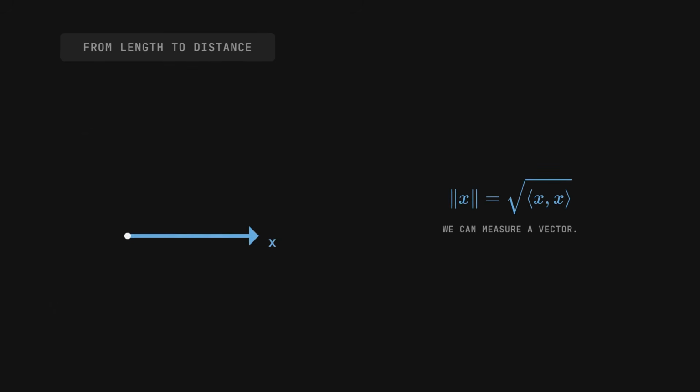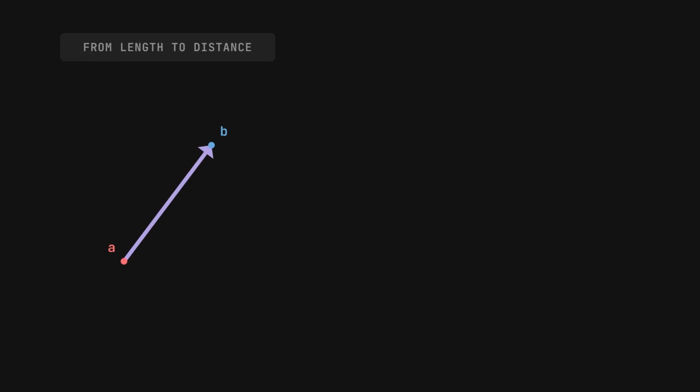We now know how to measure the length of a vector, but how can we measure the separation between 2 points? Let the 2 points be A and B. The vector that moves us from A to B is their difference. The points represent positions. Their difference represents a displacement. The displacement vector B minus A has both length and direction.